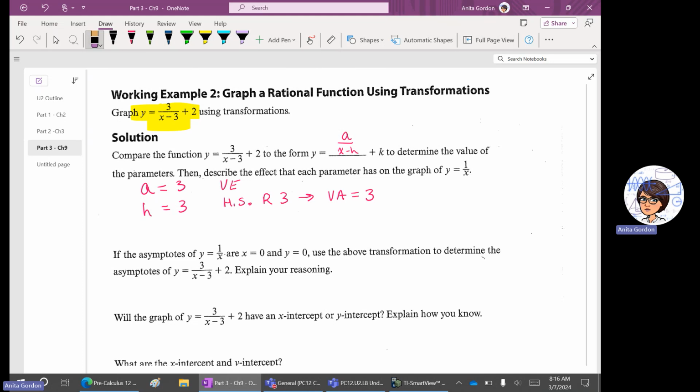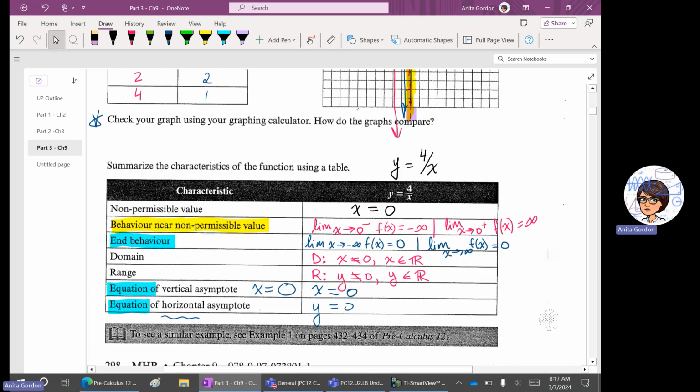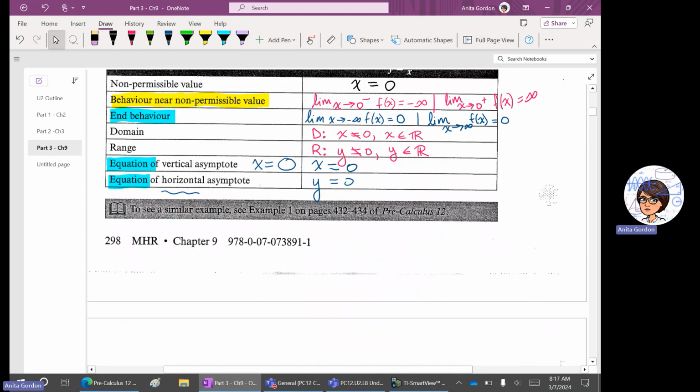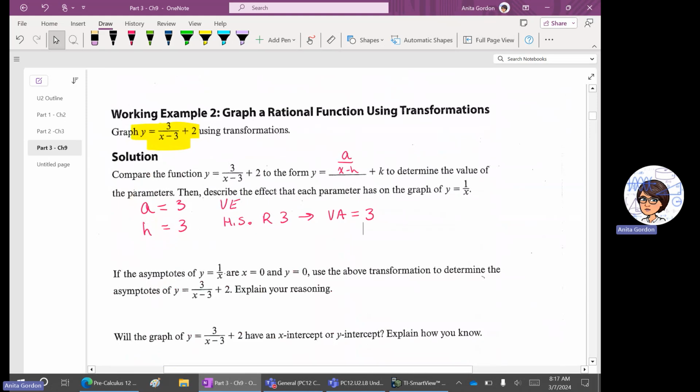Sorry, x. No, y. Y is correct. Pardon me. Did I do that right? h is a horizontal shift. Yes, vertical asymptote is at x equals 3. And then I'm sorry, my last piece here, k equals 2. So I have shifted the graph up 2, which represents a horizontal asymptote at y equals 2.